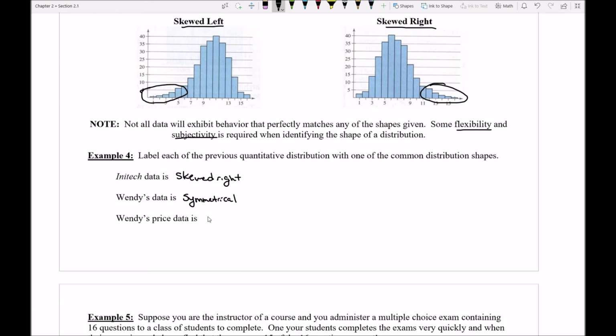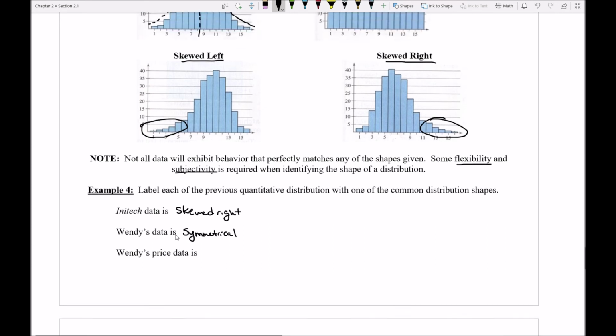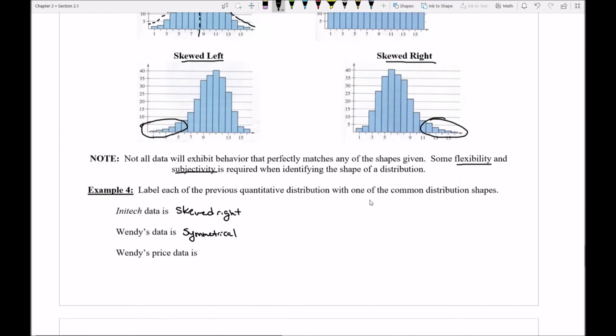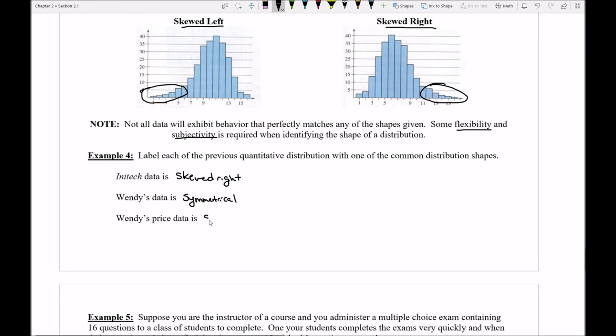This is symmetrical. What about the stem and leaf plot? That was the price data that we had. Well, notice if I tilt my head a little bit, I can see that these bars start high on the right side and tail off onto the left. And so this seems like a good candidate to be skewed to the left.